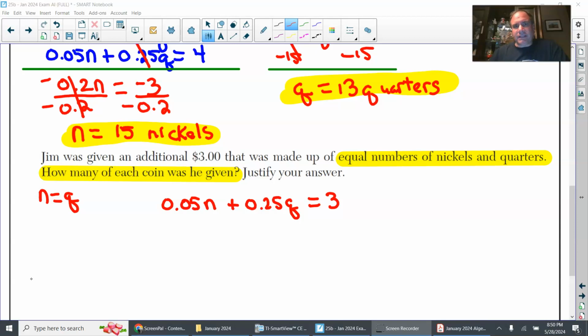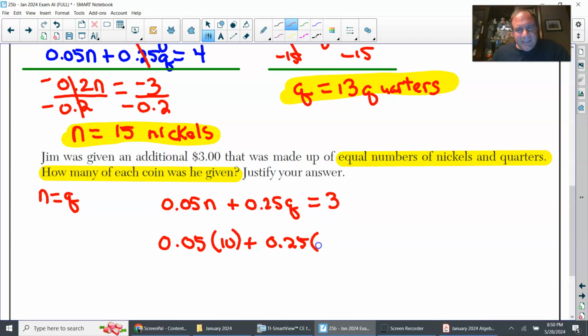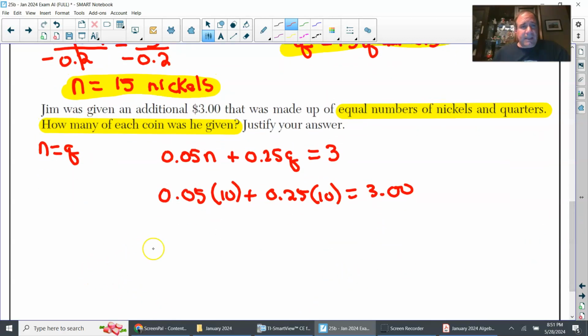If 10 quarters, that's, I'm sorry, 10 quarters, that is $2.50. And then 10 nickels, that's 50 cents. So right there, I have it. So if you think about it, it's 0.05 times 10 plus 0.25 times 10 equals $3. It does. So if I was answering this, that's exactly where I put equal number. How much of each coin, it was 10 quarters and 10 nickels.